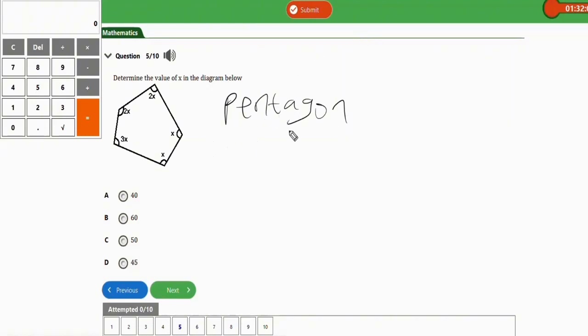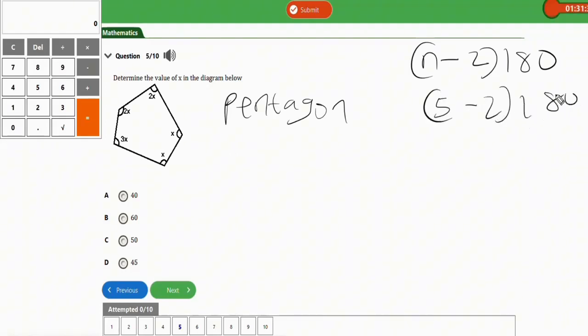A pentagon is a polygon that has 5 sides. Now, if you want to find the sum of angles in any polygon, this is the formula they use: n minus 2 times 180. A polygon that has 3 sides is called a triangle. This one is a pentagon, so it will be 5 minus 2 times 180. When you simplify, we're going to have 3 times 180. When you punch on a calculator, 3 times 180 will give you 540 degrees.